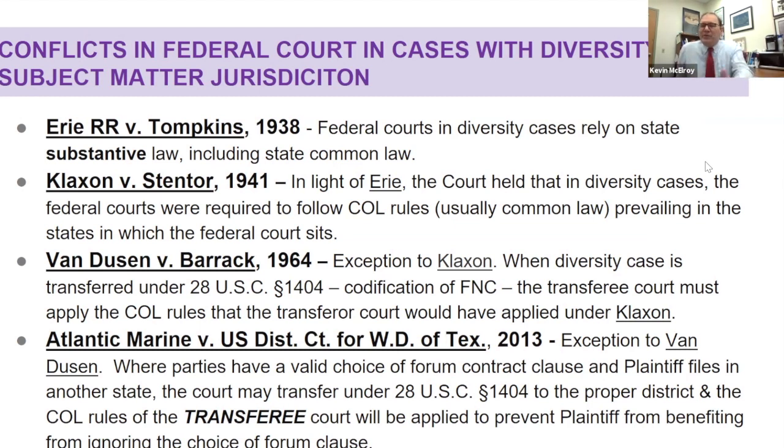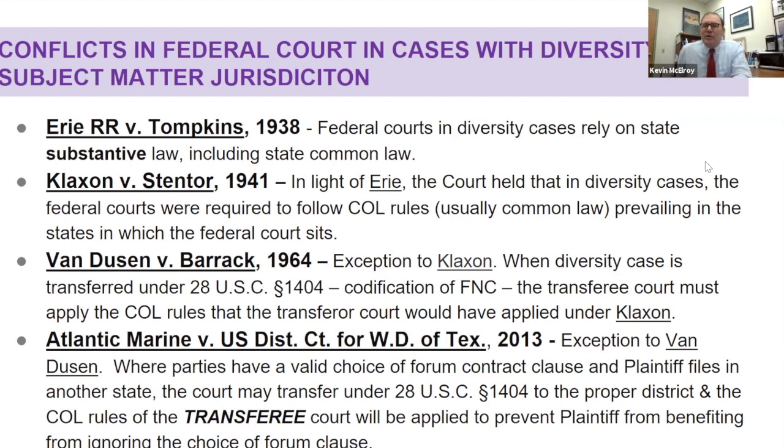Prior to that, under Swift versus Tyson, federal courts only had to apply in diversity cases state constitutional law and state statutory law, but not state common law. Erie changed that and said state common law is part of the law. So when you're sitting in diversity, federal district courts should apply state substantive law, including common law, case law, okay? And you would apply, of course, federal procedural law, but that's not our issue here.